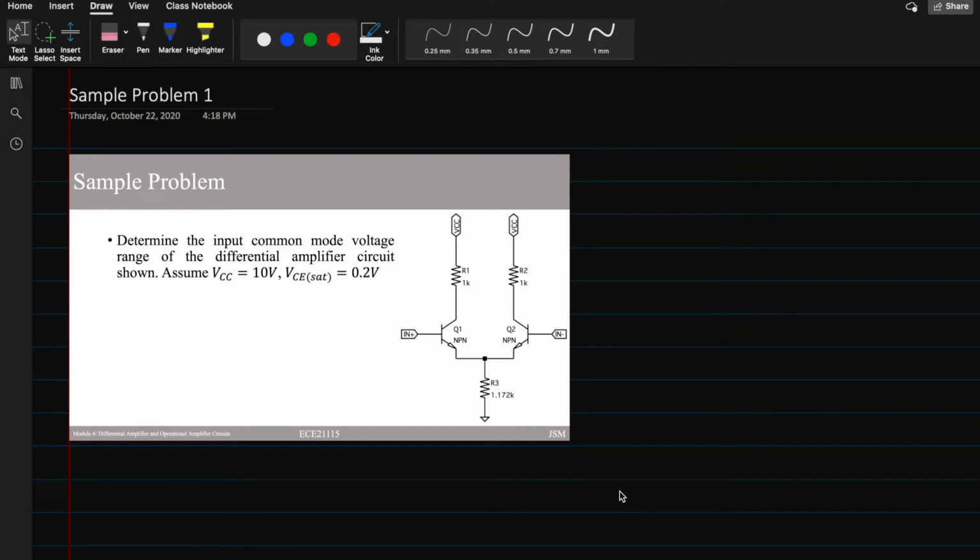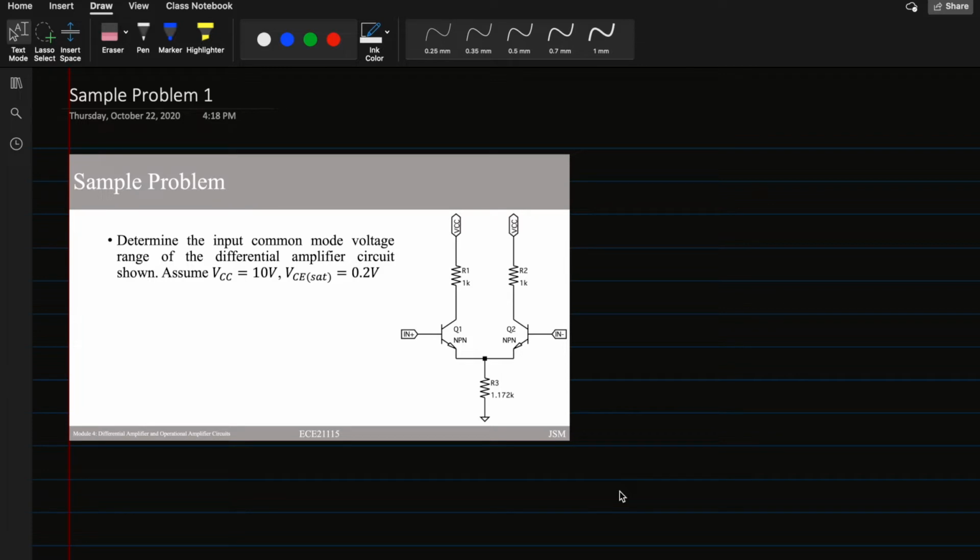So, welcome again to another episode of our lecture video series on differential amplifiers. So, for this episode, solve lang natin yung sample problem sa ating PowerPoint. So, determine the input common mode voltage range of the differential amplifier circuit shown. Assume that VCC is 10 volts and VCE-SAT is 0.2 volts.